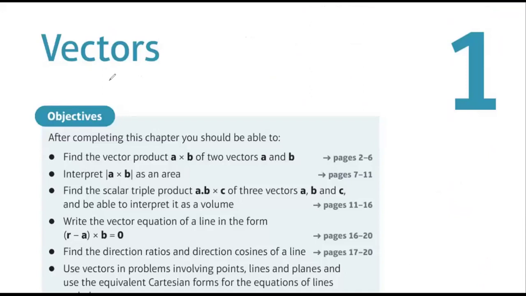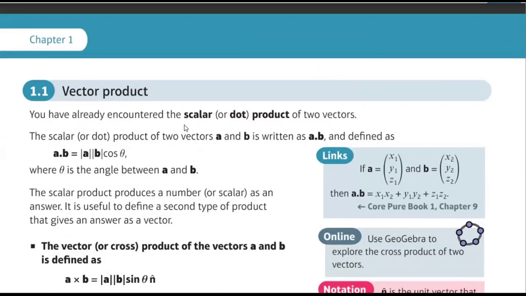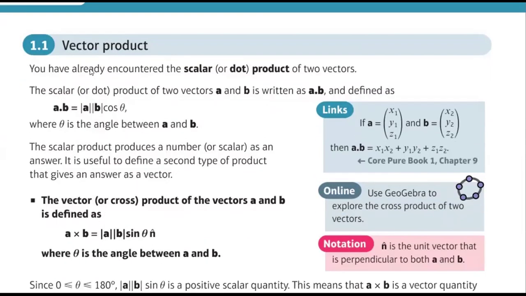Lesson number 1, vectors. In this lesson, we have to study about the vector product. It is denoted A cross B. We have to study the vector product and their relationships from this lesson. Vector product.